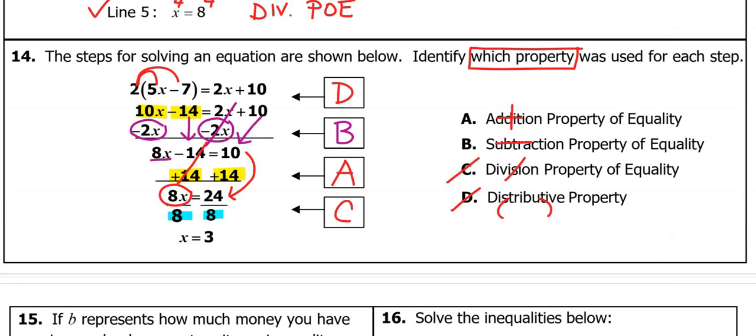And we get x equals 3. 24 divided by 8 is 3. Okay, so D, B, A, C.